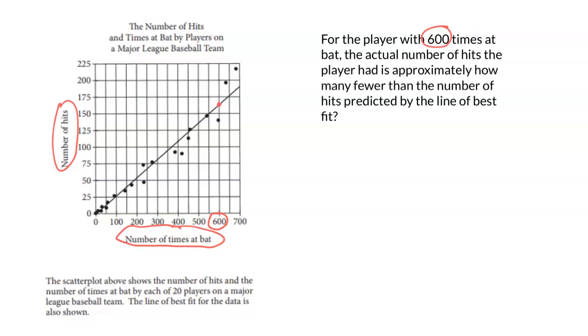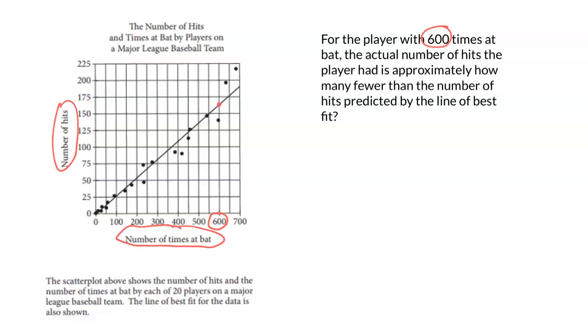And so we're trying to find the difference between this red dot that I just laid down on this line and the actual number of hits by the player who had 600 at-bats. And so what you can see here is that this point is about halfway in between 125 and 150, and this point on the line of best fit is about halfway between 150 and 175. And so the difference between these 2 points appears to be an entire tick mark on the y-axis.